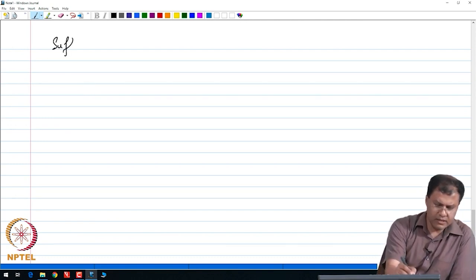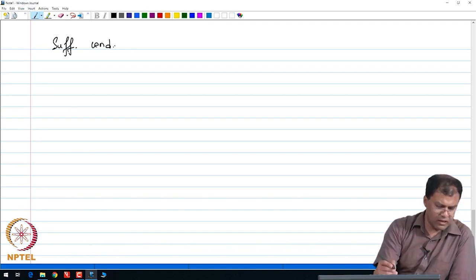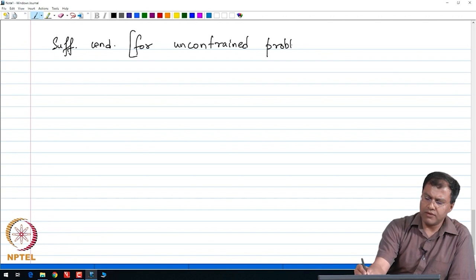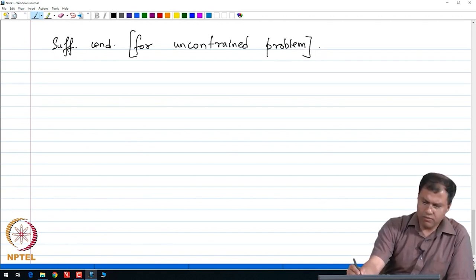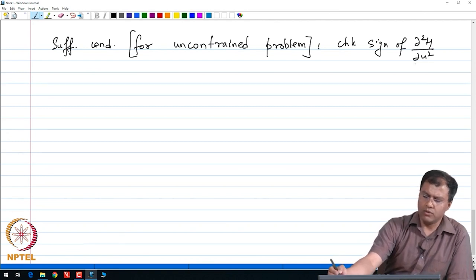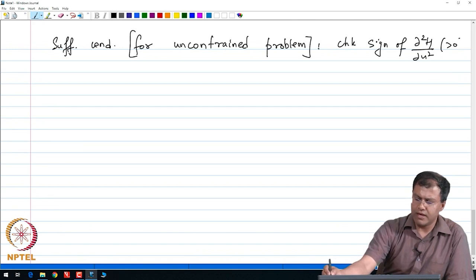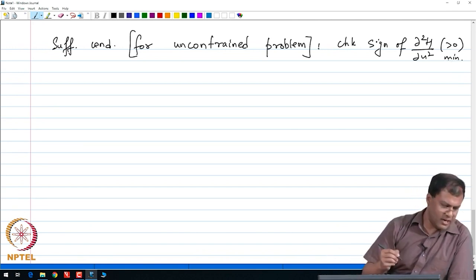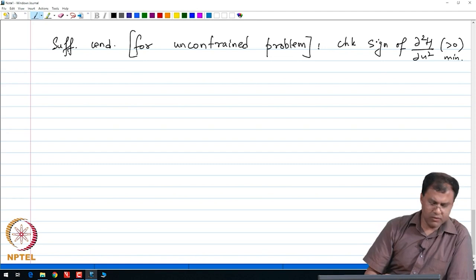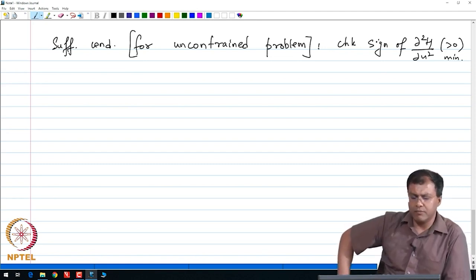So the sufficient condition for the unconstrained problem was to just check the second derivative, right. That was what we have seen in our previous lecture: to check the sign of partial squared h by partial u squared, right. And if this is positive, then we are guaranteed a minimum, right. And that was possible only for the unconstrained problem.